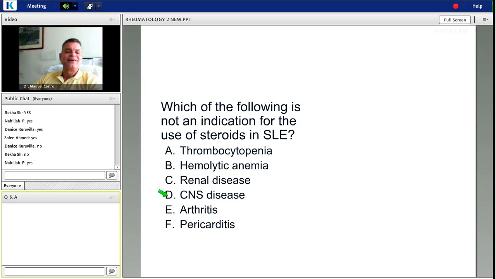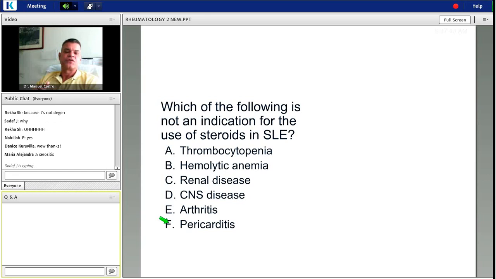CNS disease. A couple of you are saying no. Denise and Rika. Whoa. CNS disease, yes. In CNS disease, you're going to use steroid. Now, what about arthritis? Are you going to use steroid for arthritis? No. Not for arthritis. For arthritis, we can use NSAIDs, or any of the others. You don't need to use steroid for that, right? We don't do that. Okay, pericarditis, yes. Remember, pleuritis, pericarditis, all of those are indications for steroids.